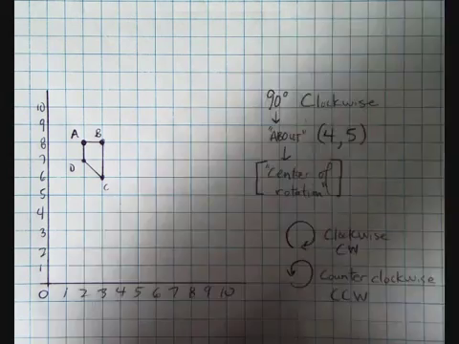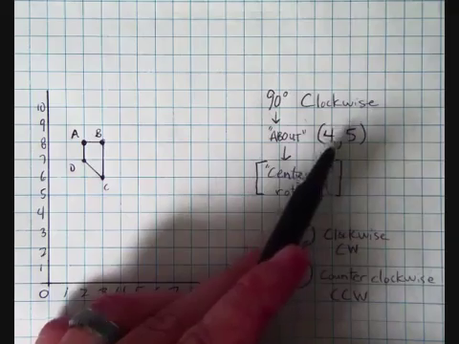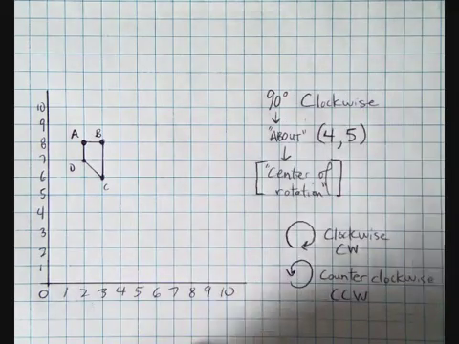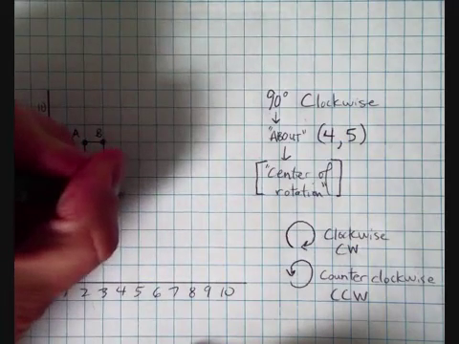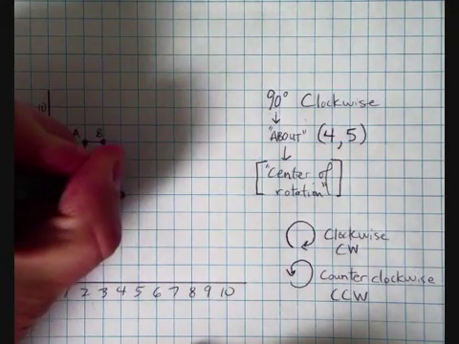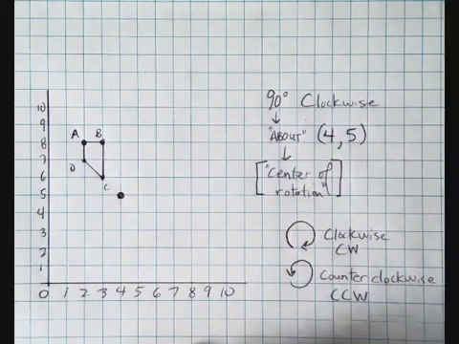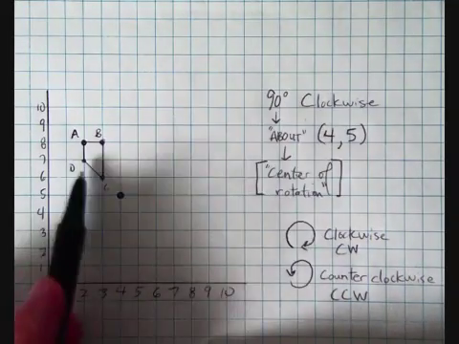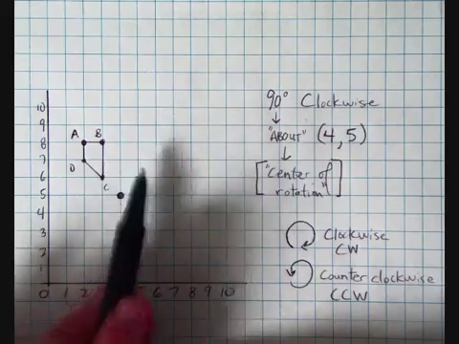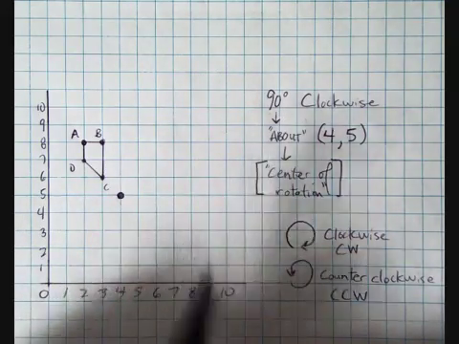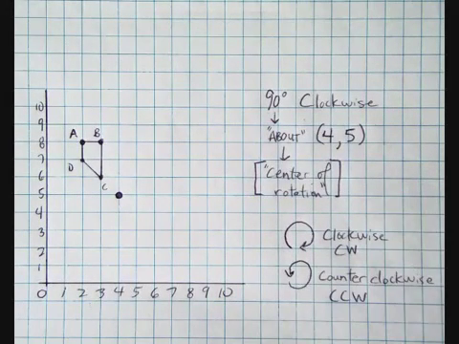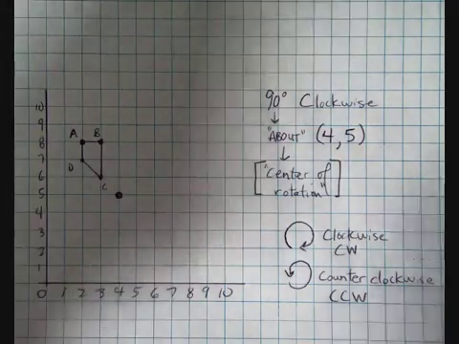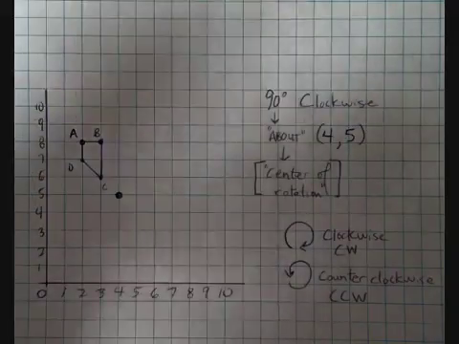And then it's going to give you a point, which will be the center of your rotation. So if I go to 4, 5, which is right here, this dot right here is the center of my rotation. Okay, so we're rotating this figure 90 degrees clockwise about 4, 5. It really does make a difference where the center of your rotation is. Depending on how far away your figure is from the center of rotation, it's going to throw it into different locations, so you really need to make sure.